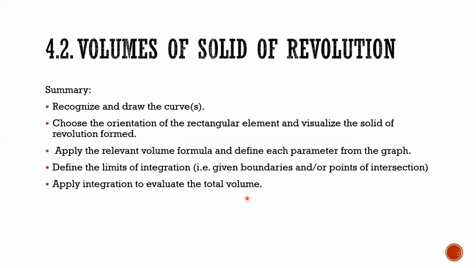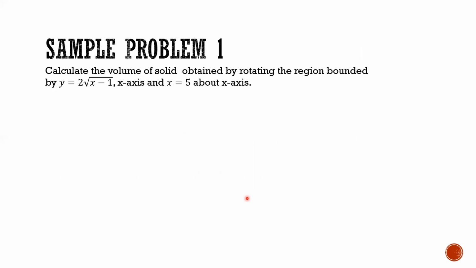In summary, you just need to recognize and draw the curves first. And then secondly, choose the orientation of the rectangular element and visualize the solid of revolution formed. There are only three possibilities. It could either be a disc, a washer, or a cylindrical shell. And then apply the relevant volume formula and define each parameter from the graph. Define the limits of integration using the given boundaries and/or points of intersection. Apply integration to evaluate the total volume.